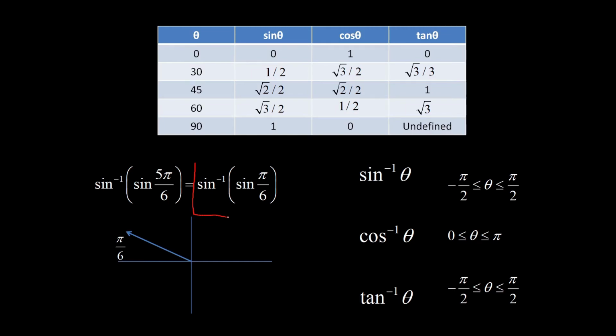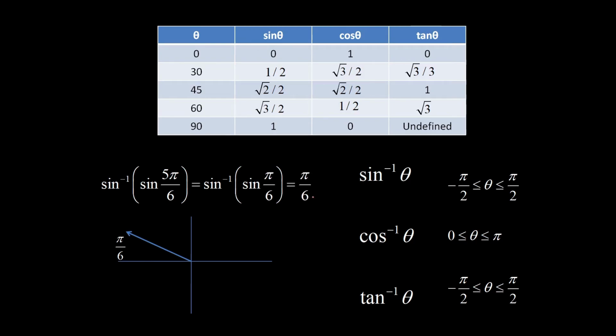And now check out what happens. Now that we've used the reference angle, the inverse sine of sine will just give us that pi over 6. And pi over 6 is in our restricted domain. And pi over 6 is our answer.